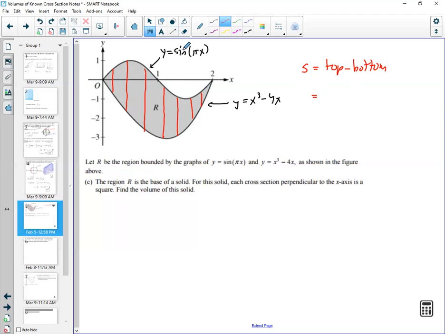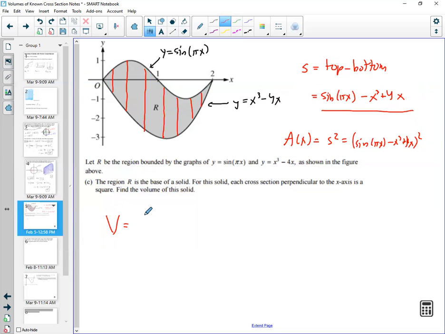So the top curve is sine of pi x. The bottom curve is this one, so minus x cubed plus 4x. Remember, you've got to subtract both of these. So this is s, and A of x is s squared. It's this whole thing squared, I've got to square the whole thing. I'm going to write it again so you know what I'm talking about: sine of pi x minus x cubed plus 4x, squared. This is the area function: top minus bottom, and square the whole thing.